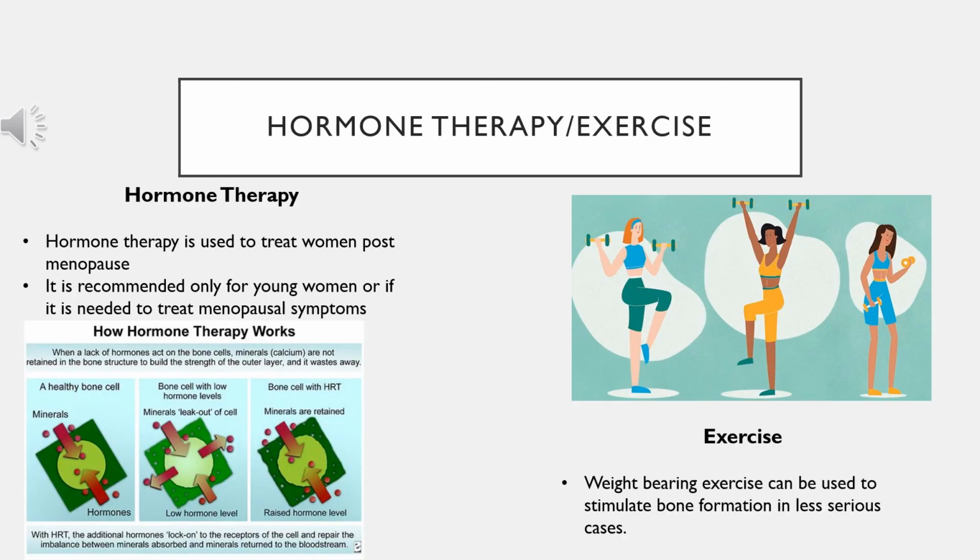Hormone therapy is used to replace estrogen in women whose estrogen levels have dropped after menopause. It is recommended that this treatment is only used on women under 50 or women whose menopause symptoms need treatment. This is due to a heightened risk of developing breast cancer. In less serious cases, weight-bearing exercise such as walking, stair climbing, and jogging can help stimulate bone function.